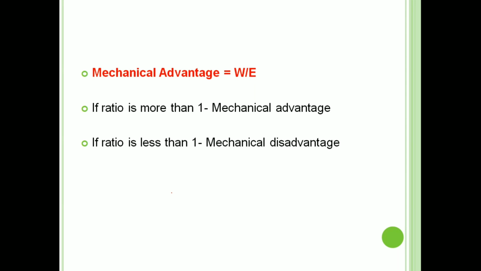So what formula can we derive? Mechanical advantage is equal to weight by effort. And if this ratio comes more than 1, then you will say it is a mechanical advantage. If this ratio of W by E comes less than 1, we will say it is mechanical disadvantage.